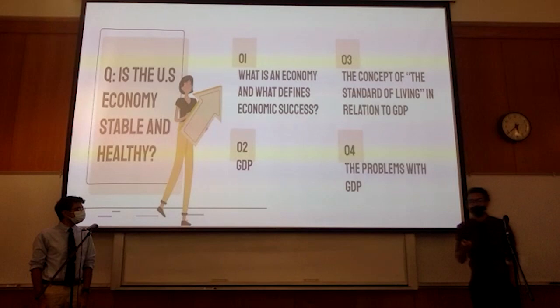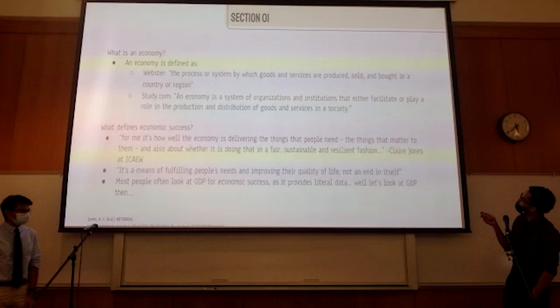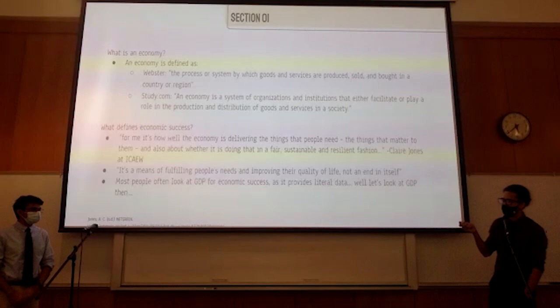So let's get into it. So basically, an economy is defined as a process or system by which goods and services are produced, sold, and bought in a country or region. Now, the reason why I included two definitions is because it shows there's a very point-blank definition of what an economy is. Now, economic success is a little different.